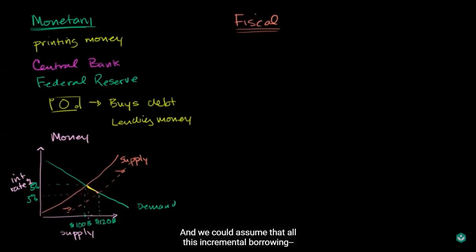And we could assume that all this incremental borrowing, so in this little example that I did right over here, all this incremental $20 billion of borrowing is going to be spent. People will borrow money not to just stuff it into their mattresses. They'll borrow that money to go invest it in some way, to spend it. And so what this will do, all of this will shift aggregate demand to the right.